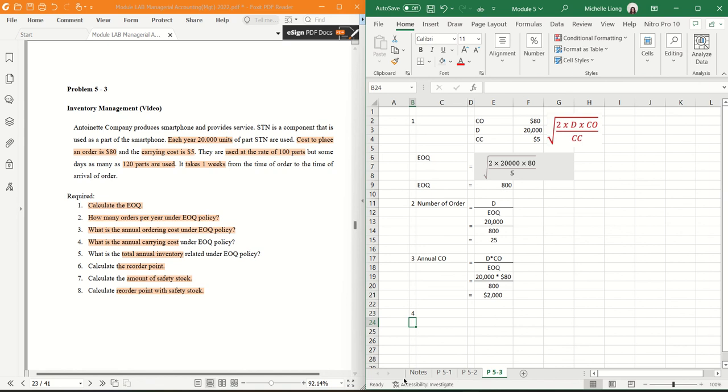Number four is the annual carrying cost. Oh, sorry, that one was the ordering cost just now.